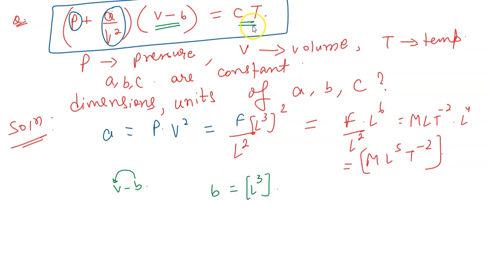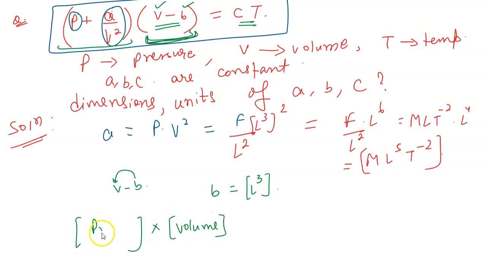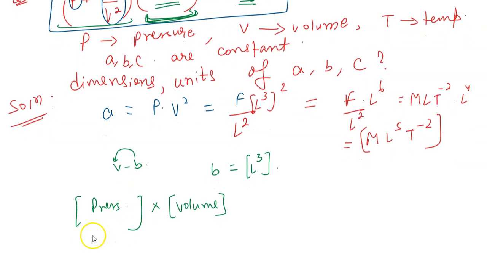And talking about C, what should be the dimension of C? The dimension on the left hand side, if we observe, is the dimension of volume. Both their dimensions are the dimension of volume. So for volume, whatever dimension we will have, we will multiply that with the dimension of pressure, and then we will divide that by the temperature. For temperature, we have the representing unit K. So that will be the dimension of C.